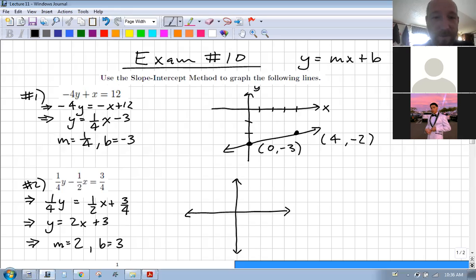B is 3. Make this line a little longer. Since B is 3, we go up 1, 2, 3. That's a point on our graph, 0, 3. Since m is 2, that's our slope. Let's see. We can either go up 2 and to the right 1.